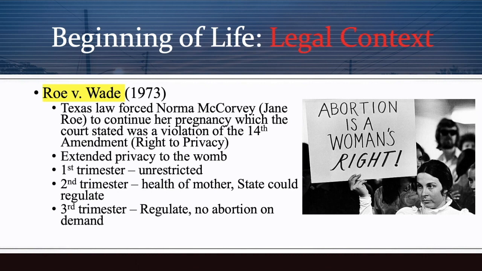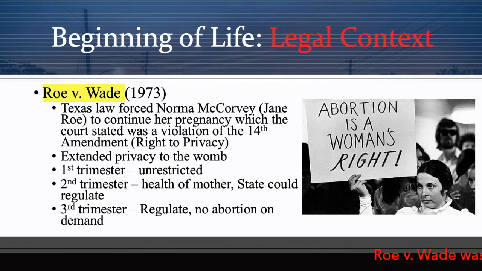So we're going to look just real briefly here at Roe v. Wade. There was a Texas law that forced Norma McCorvey, who was Jane Roe in the Roe v. Wade case, to continue her pregnancy, which the court stated was a violation of the 14th Amendment, which is an amendment that gives people the protections to have the right to privacy. And the court supported her in this court case and basically said that this law did violate her constitutional rights, which extended privacy to the womb. And basically, the government should not be able to tell a woman what she can do in regards to her womb.